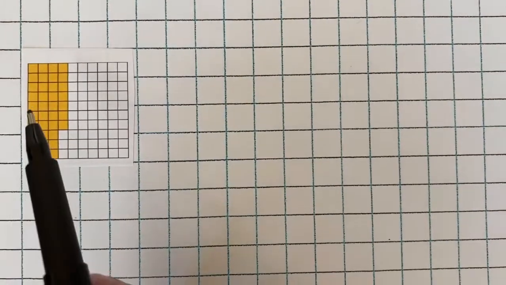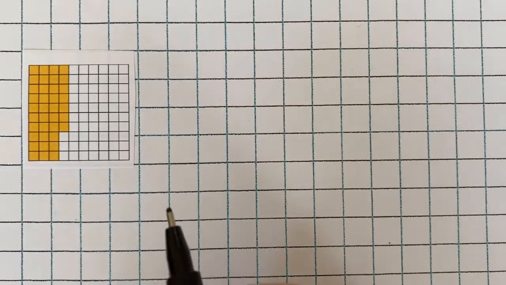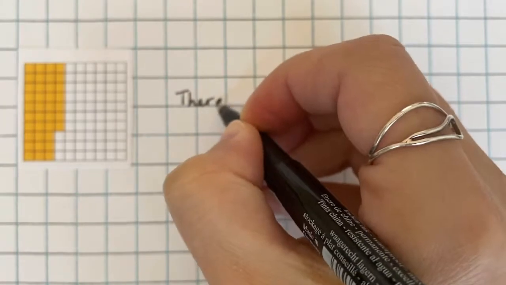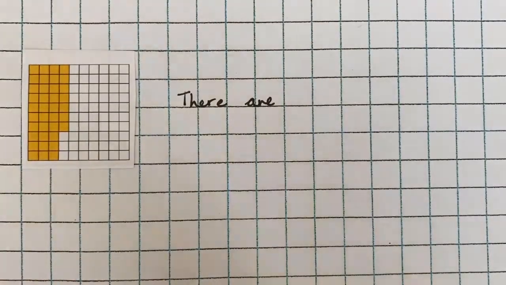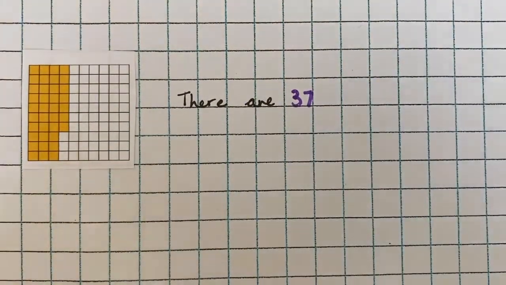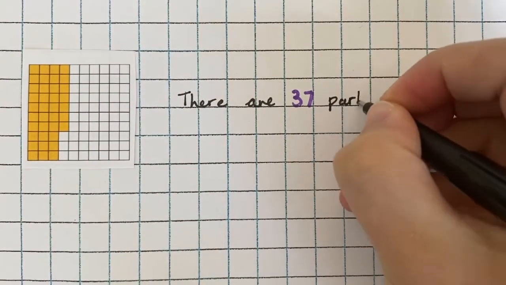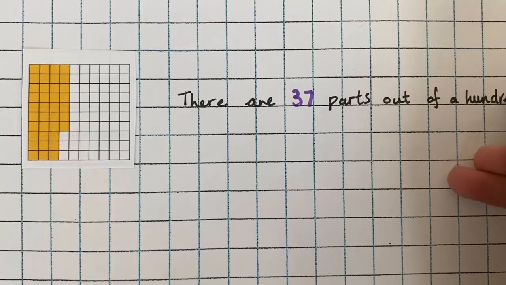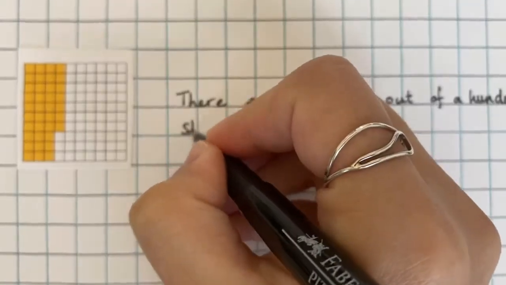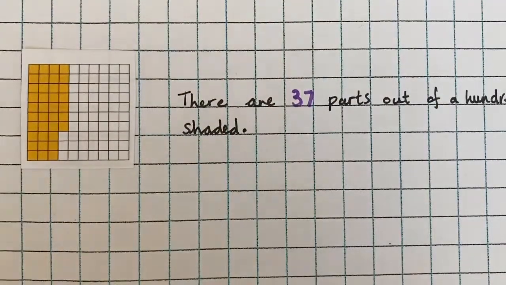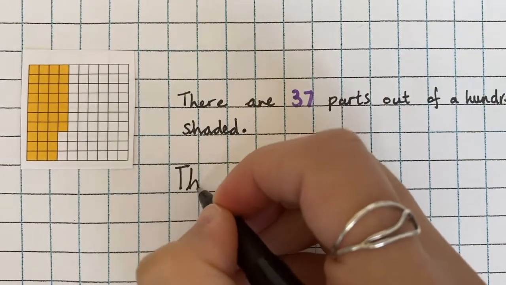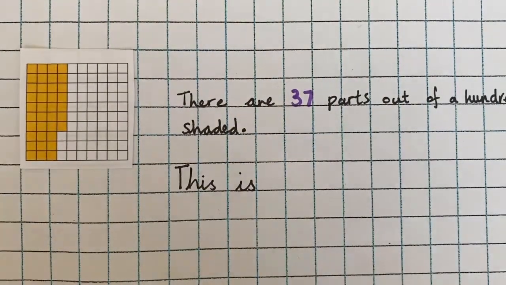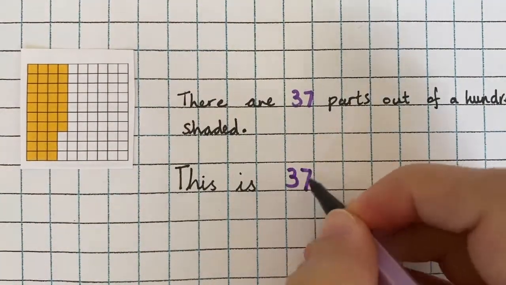This is 100 square. Let's look at how many of the equal parts are shaded in out of 100. There are 37 parts out of 100 shaded. How would you write this as a percentage? Think about how many out of 100 are shaded. This is 37%.